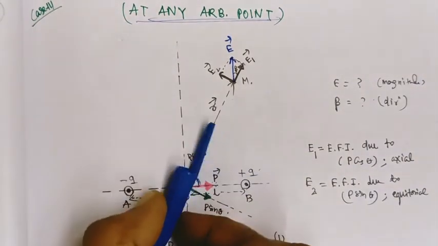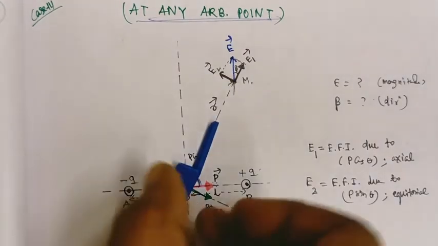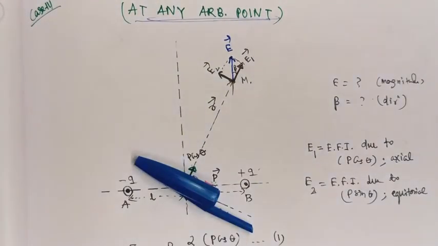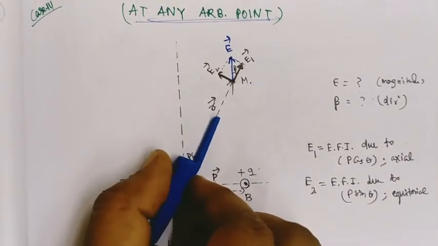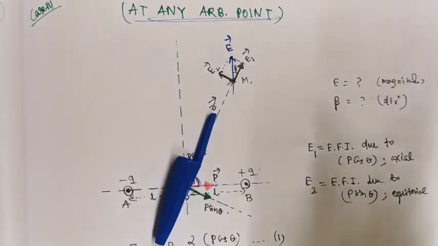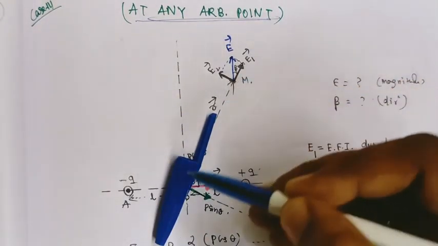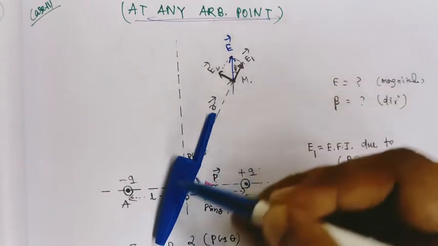One is P cos theta, another part is P sin theta. So you make in your mind, we have to do the two problems simultaneously. First one is P cos theta. Your desired point is here. You just remember this is similar to case 1.